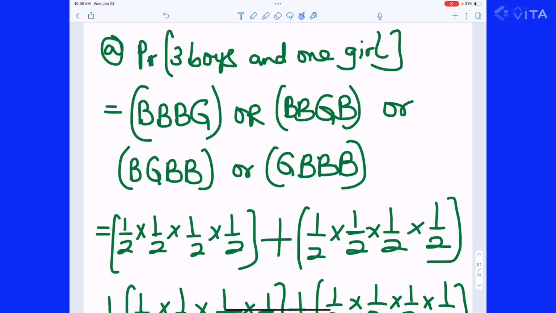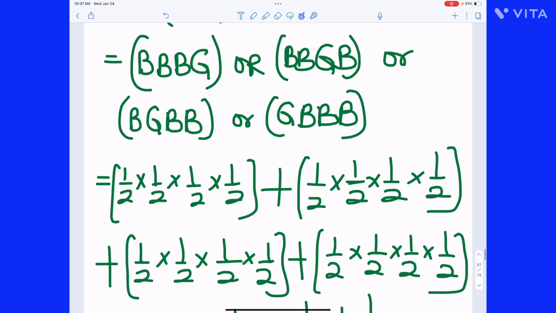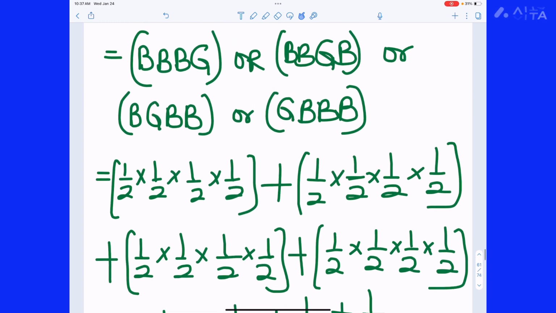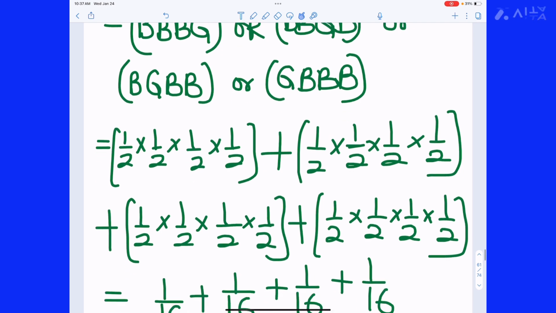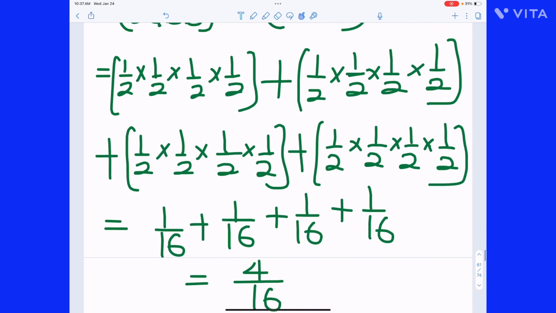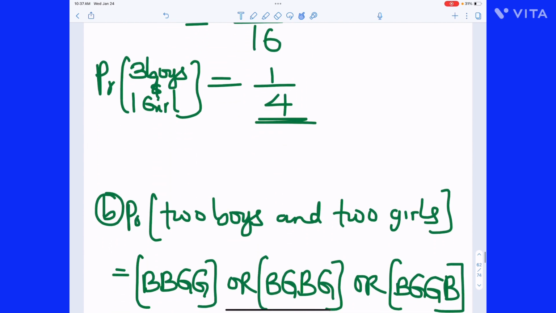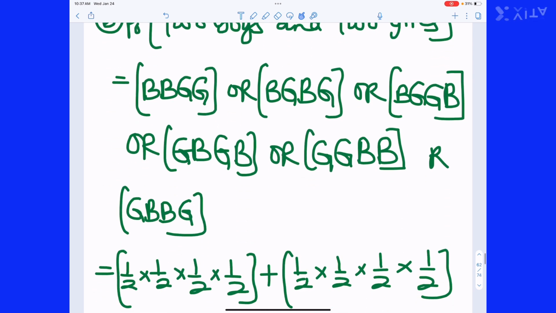So depending on the arrangement, you compute your probabilities. Each one is 1 over 2, but they will be in different brackets for these different ways. Then you add, and you get your answer. The probability of getting 3 boys and 1 girl is 1 over 4.